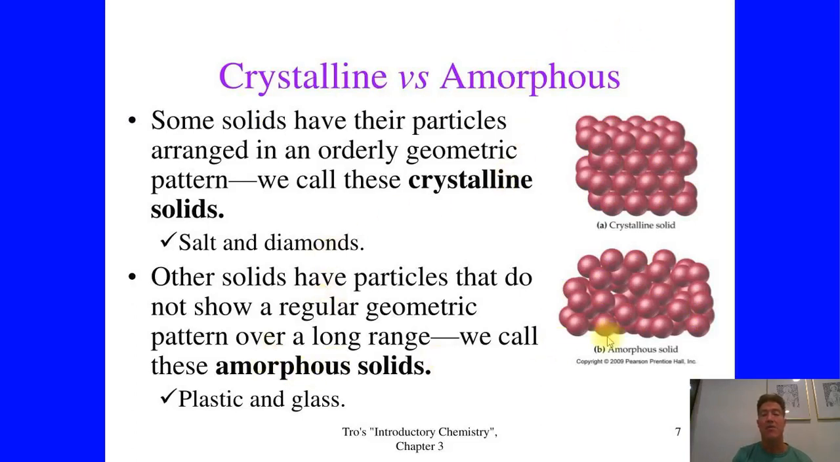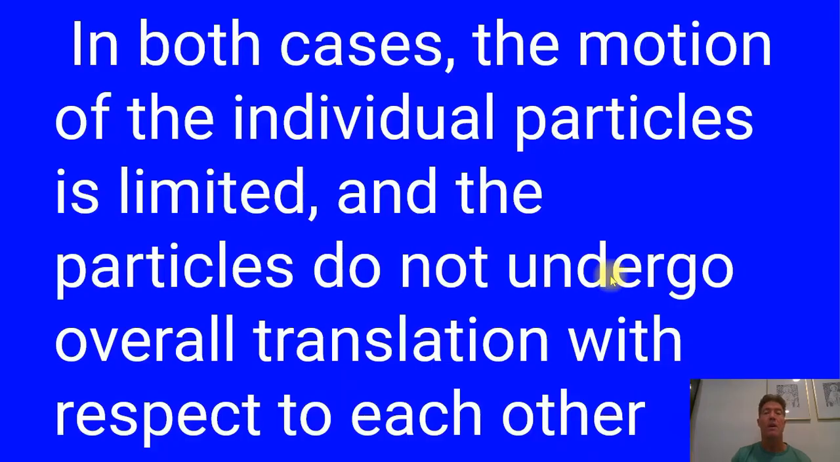Plastic and glass, they're amorphous solids. Again, these have a repeating structure, whereas these are more amorphous. They're still packed closely together, but they just don't have a fixed geometry that we can identify. In both cases, the motion of the individual particles is limited. That is, they don't move with respect to each other.